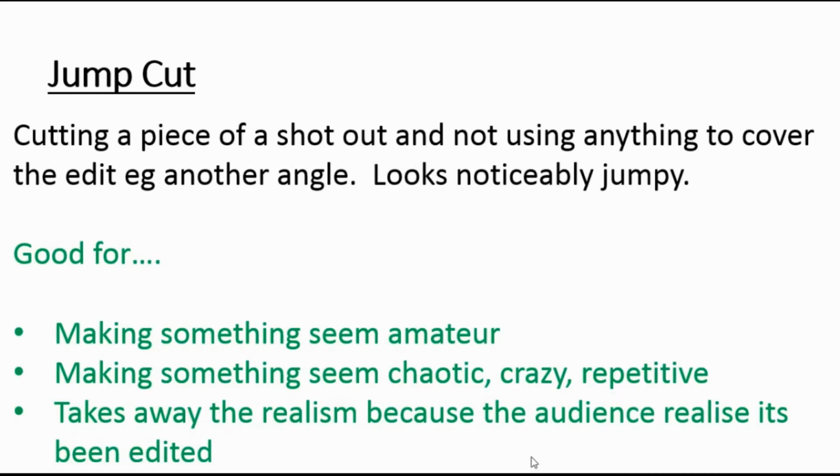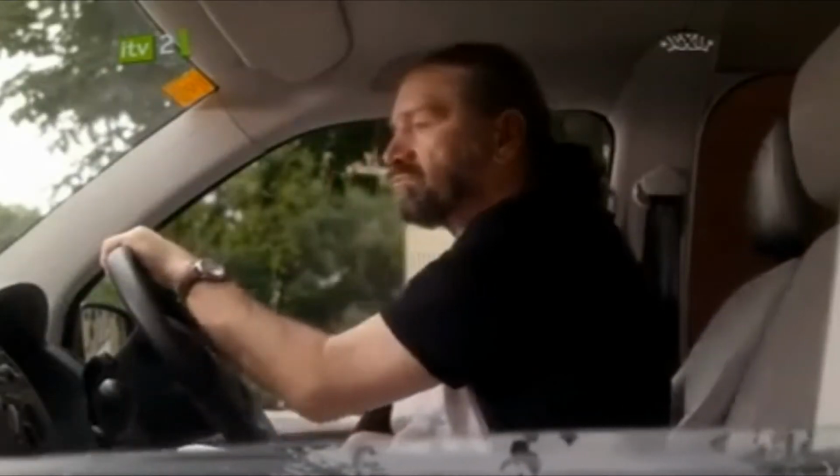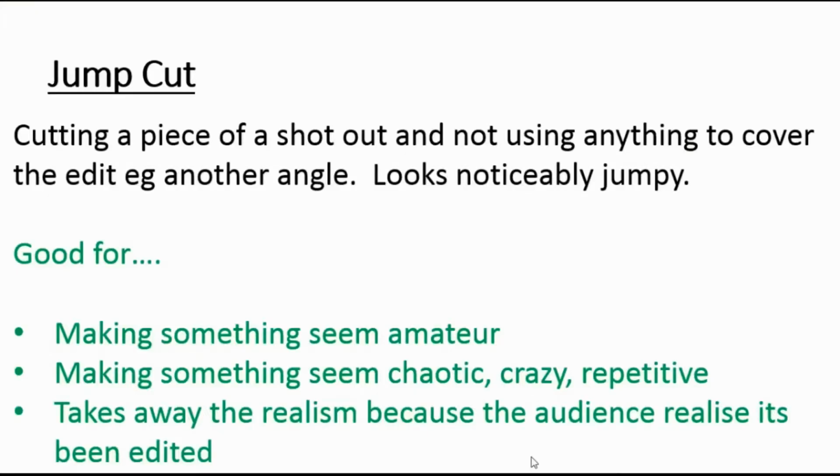Sometimes it can make something seem quite amateur. It's something that professional filmmakers tend to try and avoid doing unless there's a real creative reason for it. The creative reasons are sometimes because they want to make something seem chaotic or crazy or repetitive. If you're seeing somebody jump around on the screen, it does seem quite nuts. So if you want to connote that somebody is losing their mind or a bit chaotic, for example, then jump cutting is quite useful. And because the audience tend to notice these jump cuts, it means they notice the editing, and that takes away some of the realism of the piece.